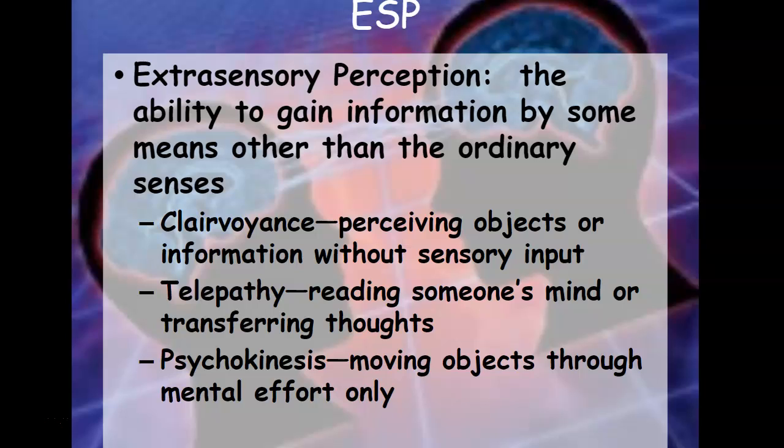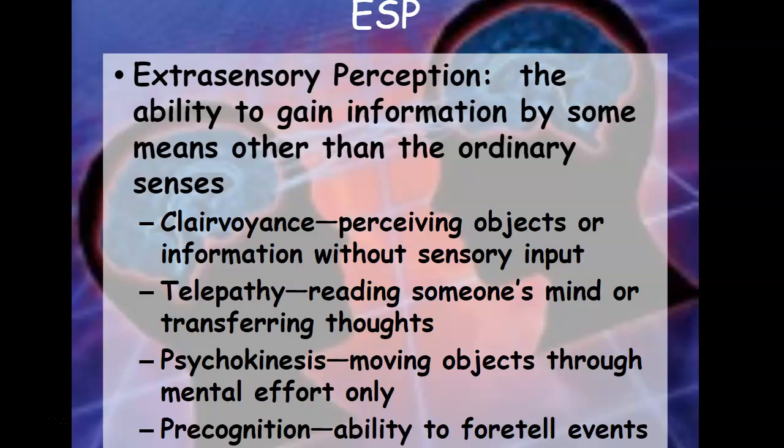Psychokinesis is the ability to move objects through mental effort only. Think of like using the force. Bending a spoon by simply thinking about it. And precognition, which is the ability to foretell events. The problem with these is that there's no way to scientifically prove or disprove them.